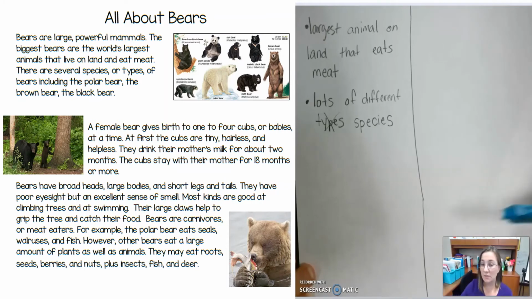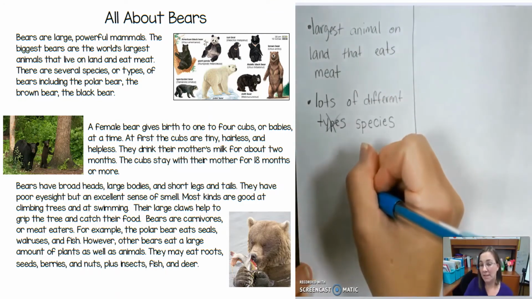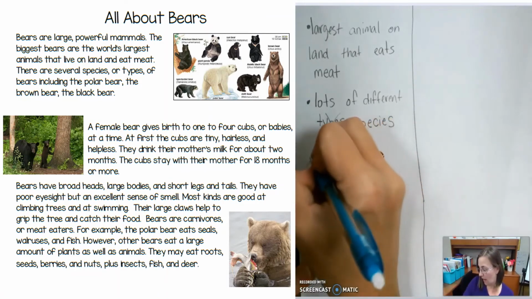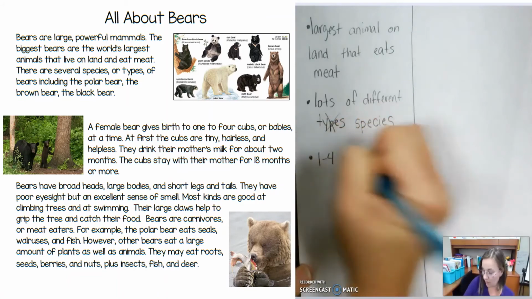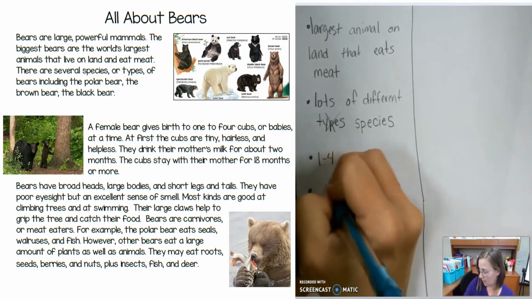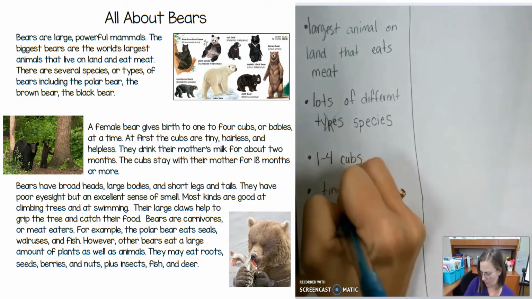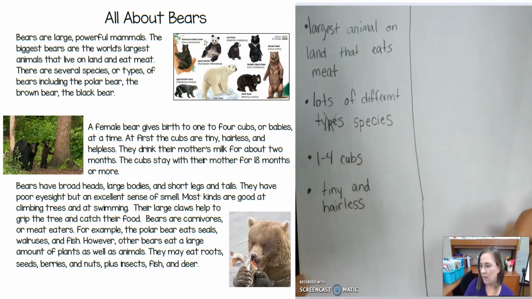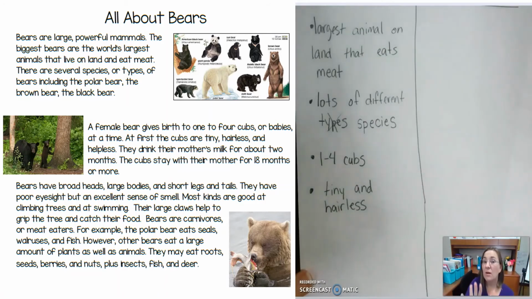All right, time to jot down some facts. Did you hear some facts that were interesting that you want to write down? I'm going to write some on my T-chart and you write some on yours. I thought it was really neat that they have 1 to 4 cubs. I didn't realize they could have that many cubs at one time. 1 to 4 cubs. And they are tiny and hairless. So when they're born, they don't have any hair. And so they would have to drink their mother's milk and stay with their mother for a long time. All right, if you're not ready, pause the recording. If you're ready, we're going to move to the next final paragraph.